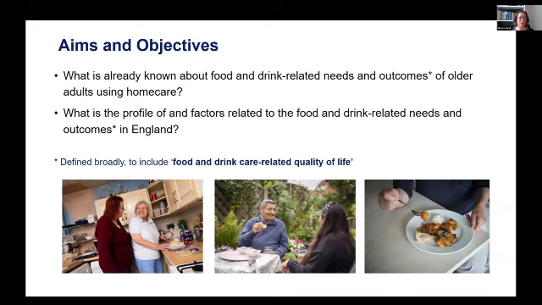person able to access food that they like? Is care being delivered in a sensitive way that respects the person's dignity? Are they making sure that they're getting enough food and drink? All of these things together feed into this concept of food and drink care related quality of life, which I will sometimes in this talk refer to as outcomes, but they're interchangeable.